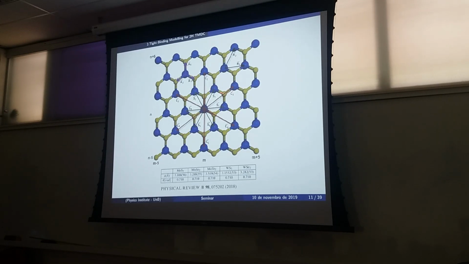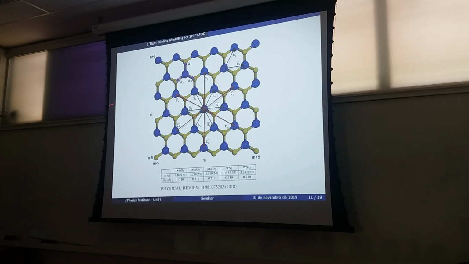So here, and this is important, are all the neighbors that I consider in my tight-binding model. You can use fewer neighbors, more neighbors. Basically, as you increase neighbors, you increase the quality of your fitting. But with more neighbors, for some kinds of calculations, like transport calculations, that's not very convenient. That's so many neighbors considered.